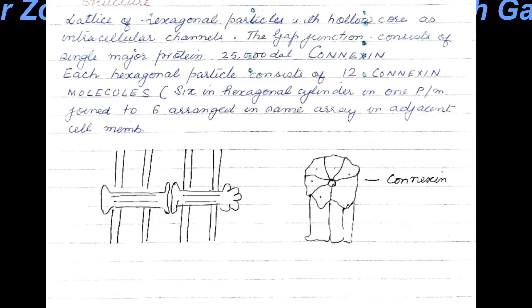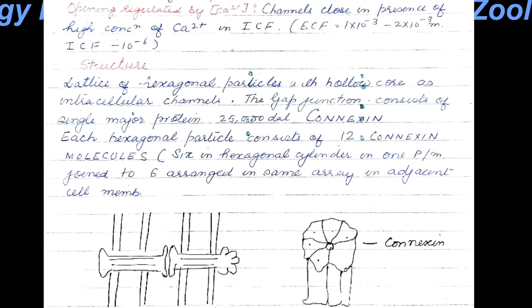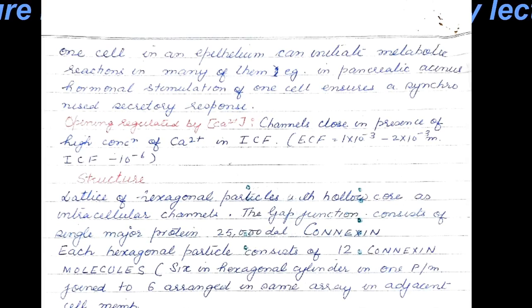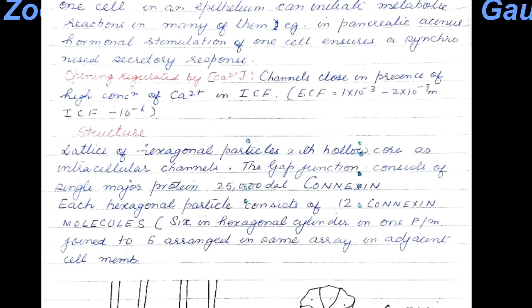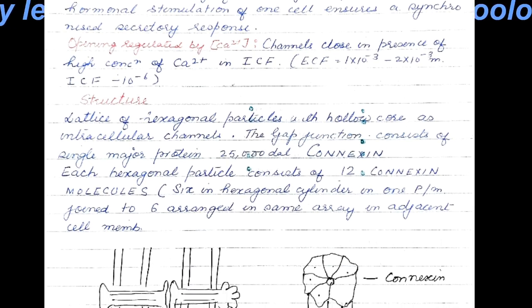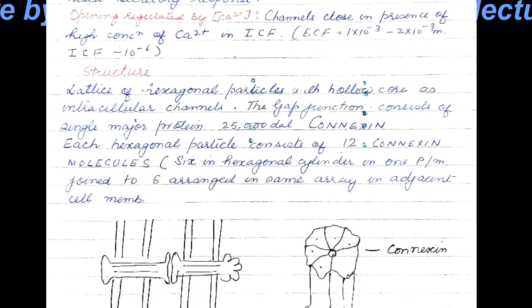You can see the diagram of these gap junctions. The metabolic events or reactions are initiated in one cell, and for example, we can take pancreatic cells. If one cell is stimulated by a hormone, the excitation is passed on to other cells also by opening of certain channels like calcium channels and other channels, and this is how the cellular metabolic machinery is integrated.